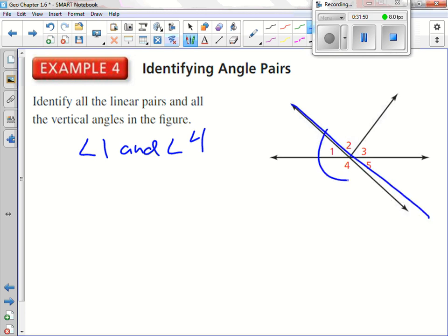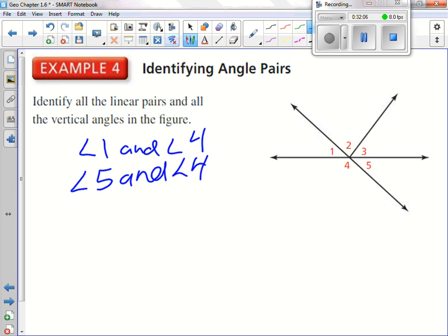We have a straight line and two angles, yes? Two angles that make a straight line. So 1 and 4 work. There's another one. There's only two. 5 and not 3. Almost. 5 and 4. 5 and 1 wouldn't work because they don't make a straight line, do they? So they need to be right next to each other and make a straight line.